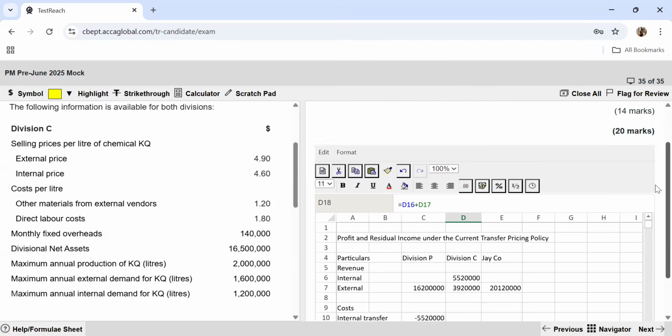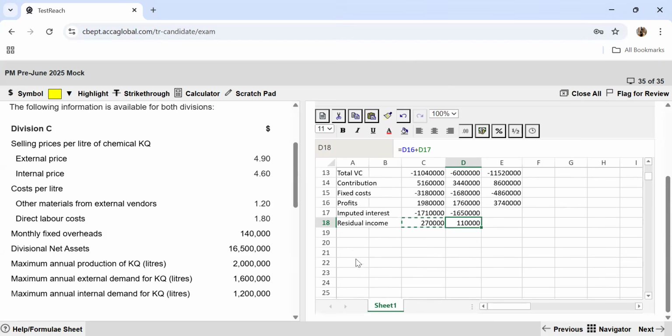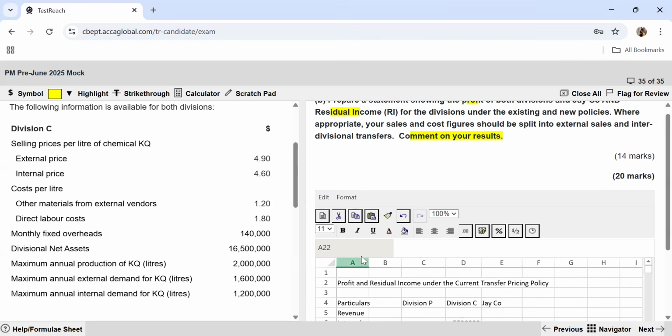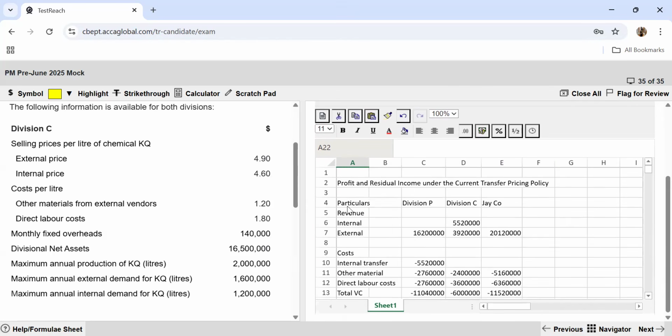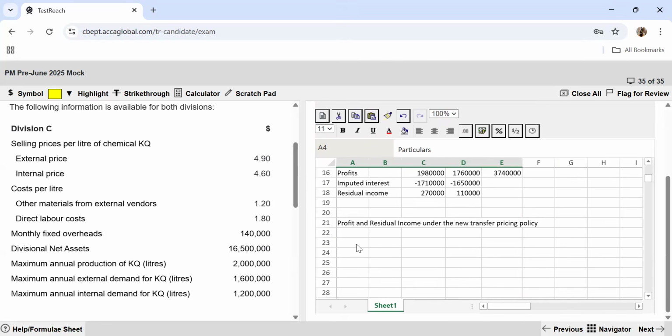Now we are going to do the same working for what the profit and residual incomes are going to look like when we talk about the revised policy, the new policy. So we will put profit and residual income under the new transfer pricing policy. So this is what we are going to put, and the format we can copy paste. This is what we can take directly to our workings below.